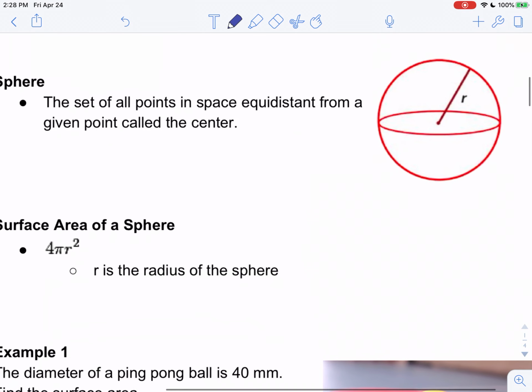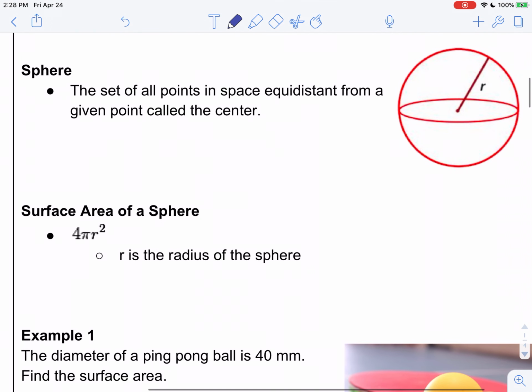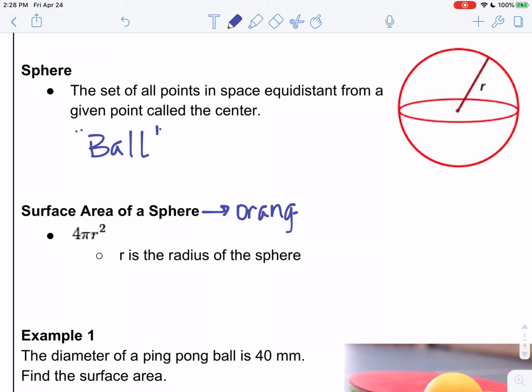Alright, so our technical definition of a sphere is a set of all points in space equidistant from a given point called its center. So when you think of a sphere, think of a ball. When we think about the surface area of a sphere, that's the outside covering. So think about an orange peel. If you peel an orange, it's in the shape of a sphere, you lay it flat, that would be like your surface area. And to find the surface area of a sphere, you're going to take 4 pi r squared, where r is the radius of the sphere.